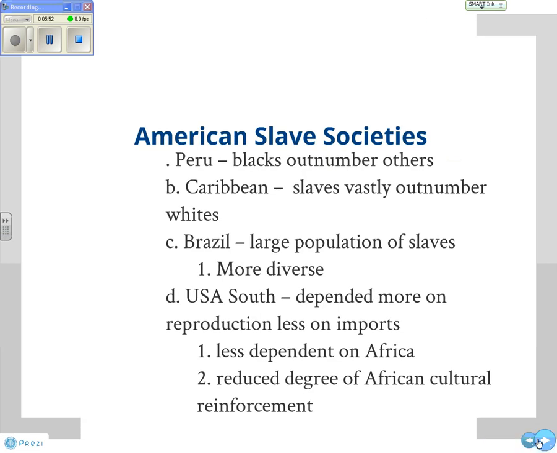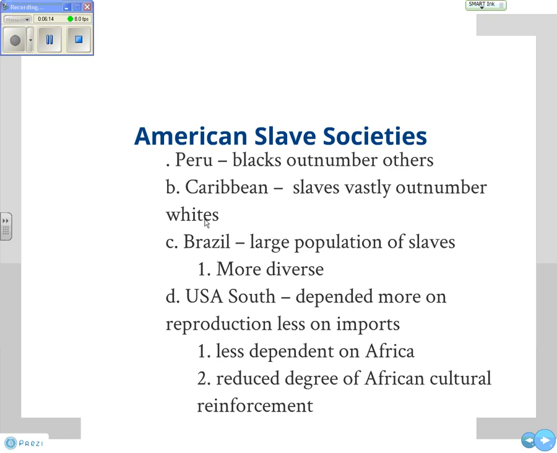Compare the demographics of the various parts of the Americas. Peru, blacks outnumber others. In the Caribbean, slaves vastly outnumber whites. 80 to 90% of the population can be slaves or freed Africans. In Brazil, there is a large population of slaves, but Brazil is more diverse than many places.